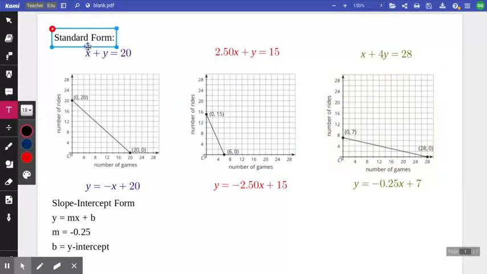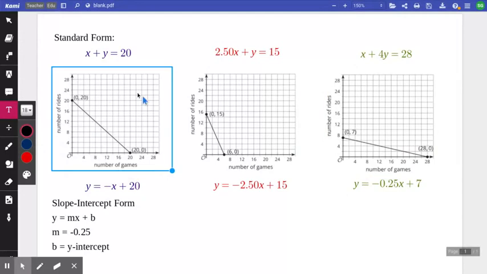That means if I gave you this equation and asked you to graph it, or if I gave you this equation and asked you to graph it, they're both going to look like the same graph because they're ultimately describing the same relationship.